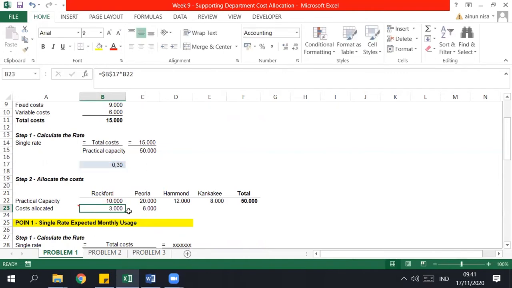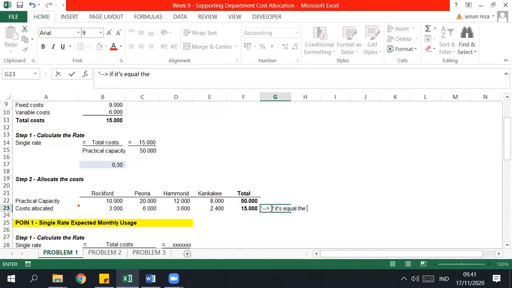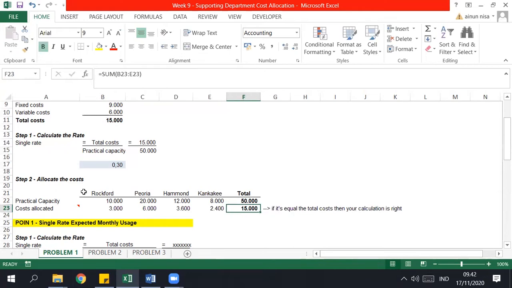And after calculating for each department, don't forget you have to sum all departments in order to check if your calculation is correct or not. If it equals the total cost, then your calculation is right. Okay, since it equals the total cost of all departments, our calculation is right. That's all for the first question.